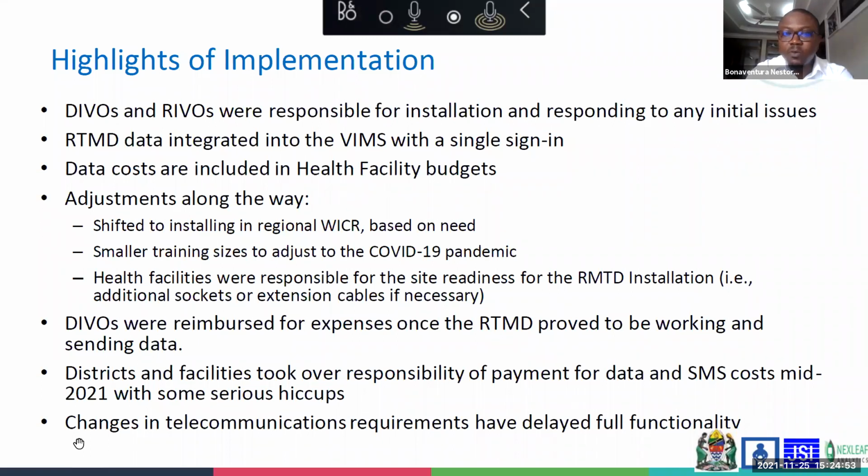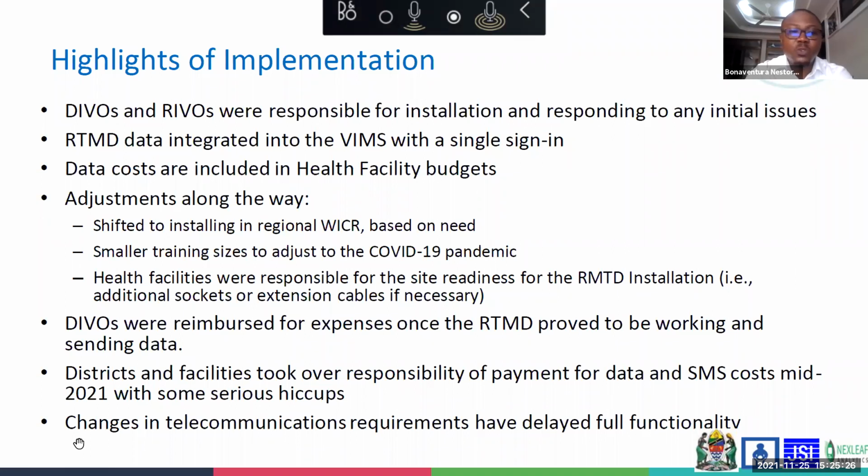Due to the COVID outbreak, we had to adjust the training processes. Initially we were calling the groups of DIVOs and REVOs in one training session, but due to COVID, we decided to put them in smaller sizes, whereby the national officers had to visit the districts and regions where the trainings took place, with a very small number of DIVOs. And health facilities were responsible for site readiness for installation.